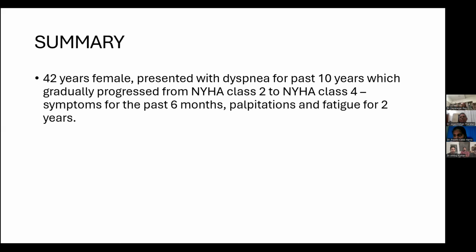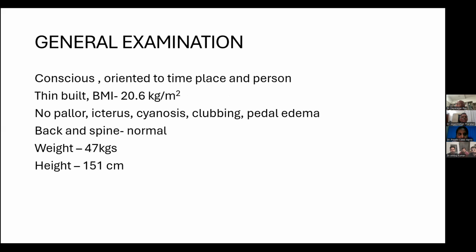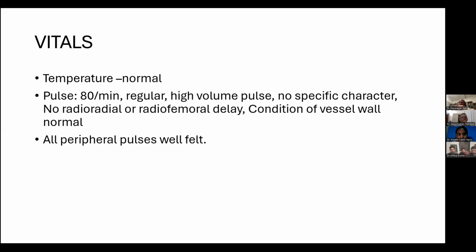So can we have the physical findings? Yeah, I think so. Yes, sir. General examination: patient is conscious, oriented to time, place, and person. She is thin-built, BMI of 20.6 kg per meter square. No pallor, icterus, cyanosis, clubbing, or pedal edema. Back and spine are normal. Weight is 47 kgs, height is 151 centimeters. Coming to the vitals, temperature is normal.